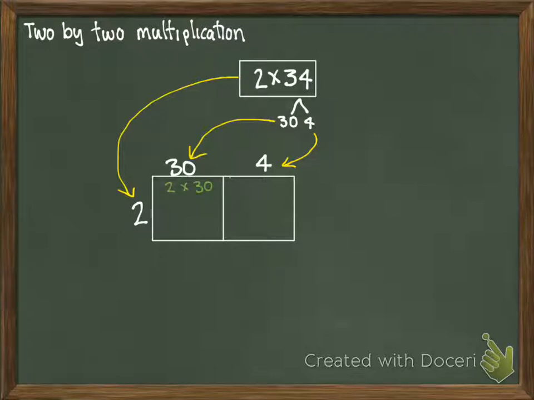Going to multiply 2 times 30. 2 times 3 is 6, and then we're going to place that 0 to get 60. And then say 2 times 4, you get 8. Then we're going to add them together, and our product is going to be 68.